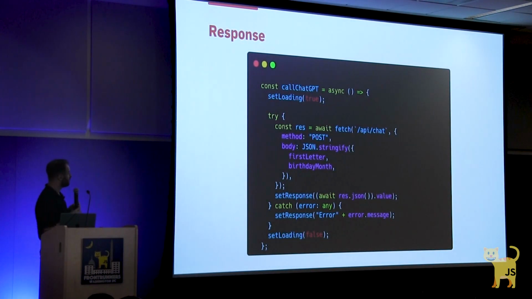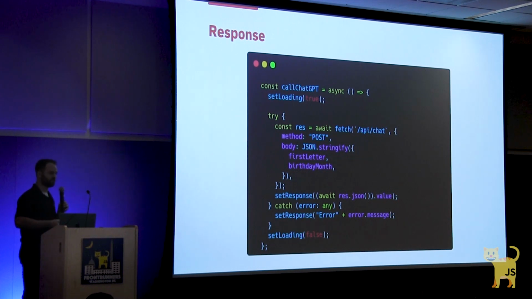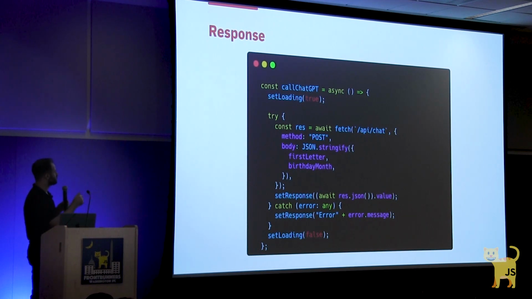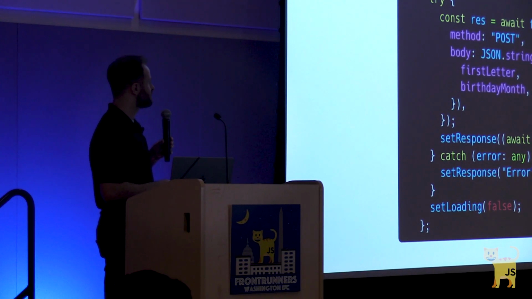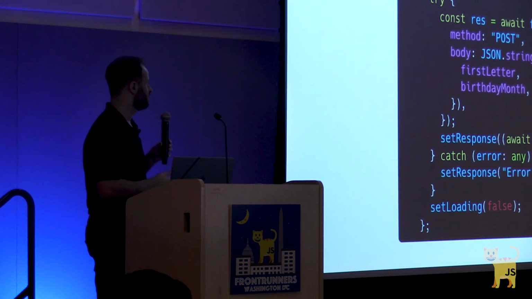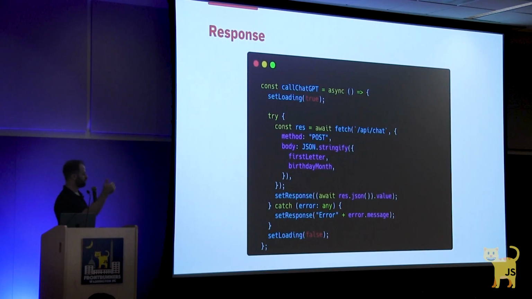Here's all it's doing. On click, we set loading to true, and the cool thing about Next.js and React is it'll actually re-render this whole component when any setters are called within the component. So set loading true, and then we make an API call to /api/chat with the body including the first letter and birthday month. And then we set the response to the value or show an error and set loading to false.